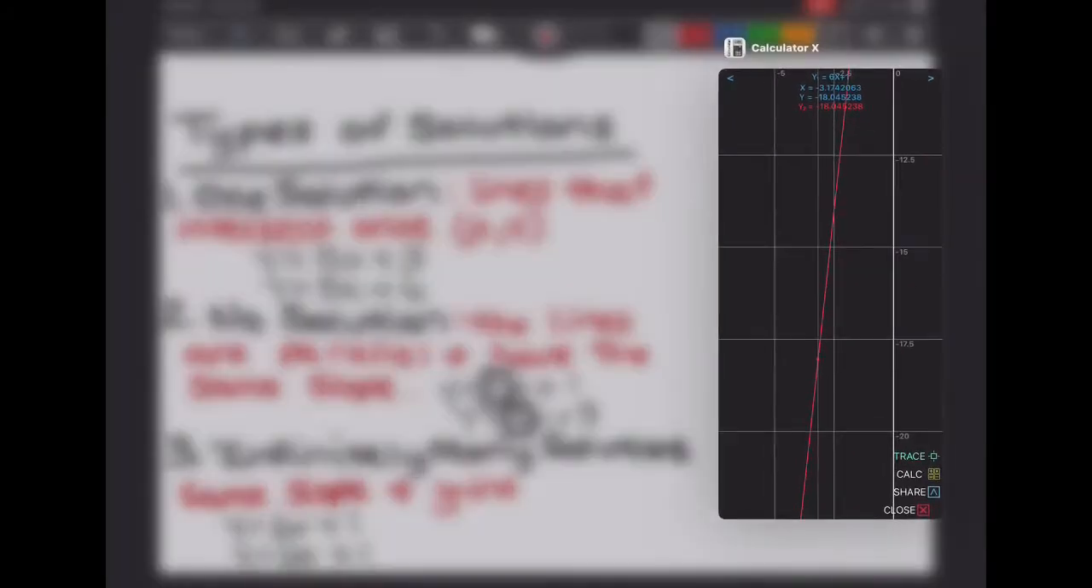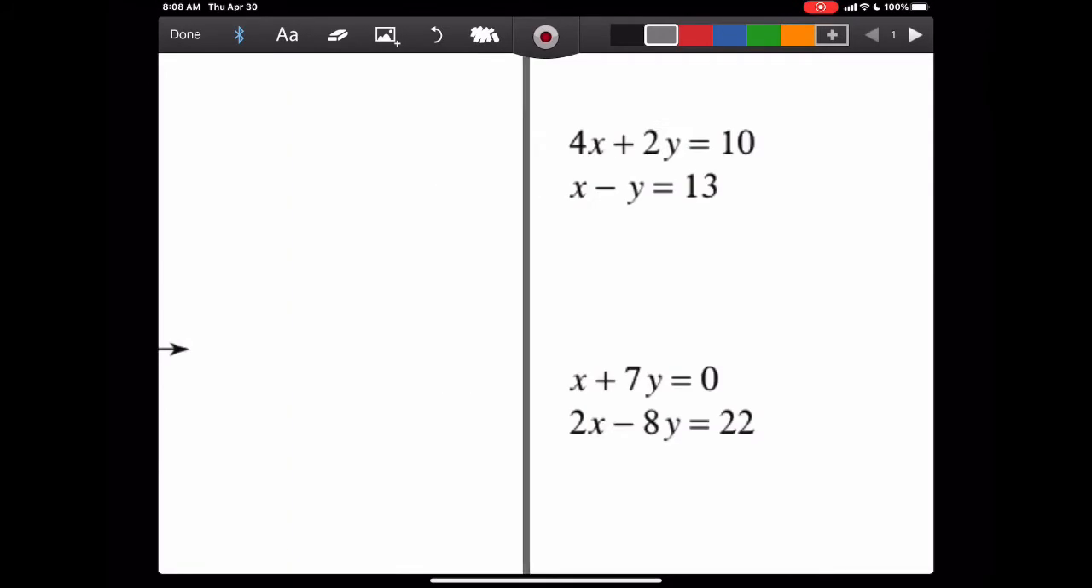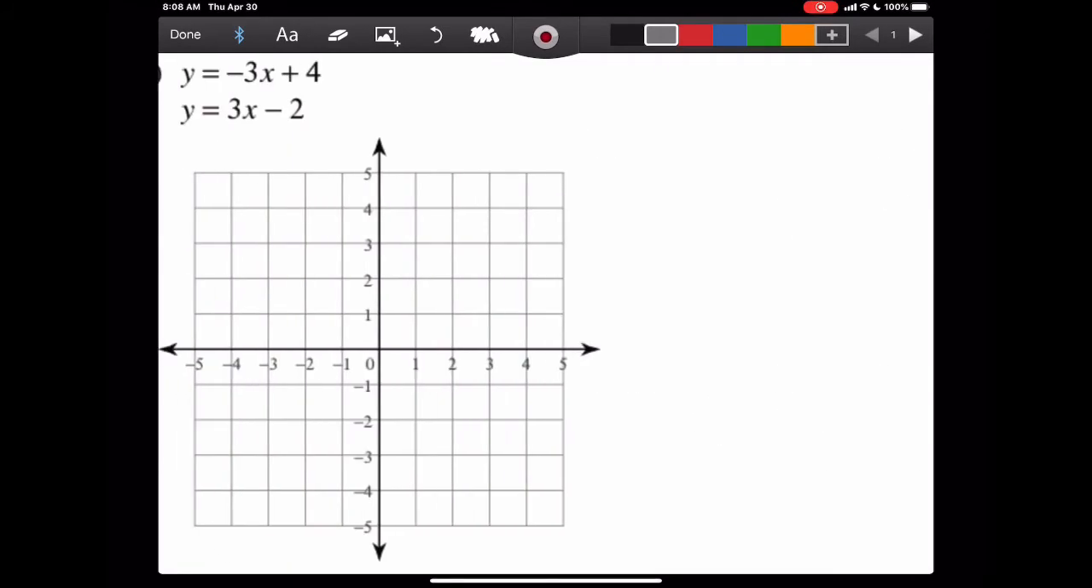All right, so let's just jump right in with a system here. We have a system: y equals negative 3x plus 4 and y equals negative 3x plus 2. Well, since we're here, let's practice graphing. It wants to know what's the solution of this system.